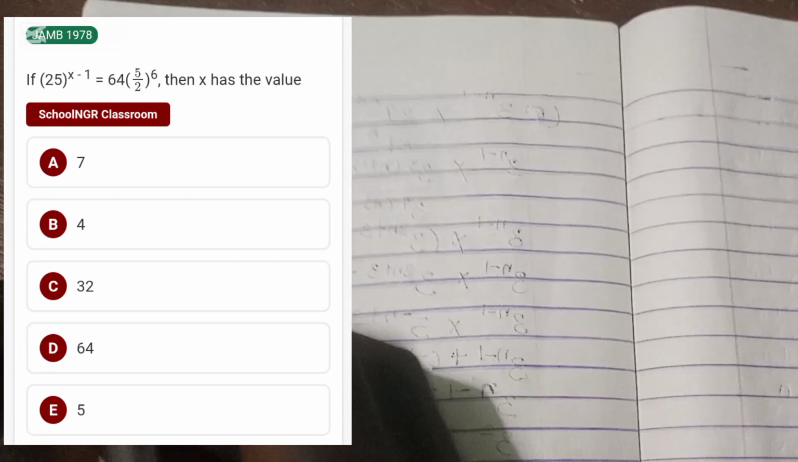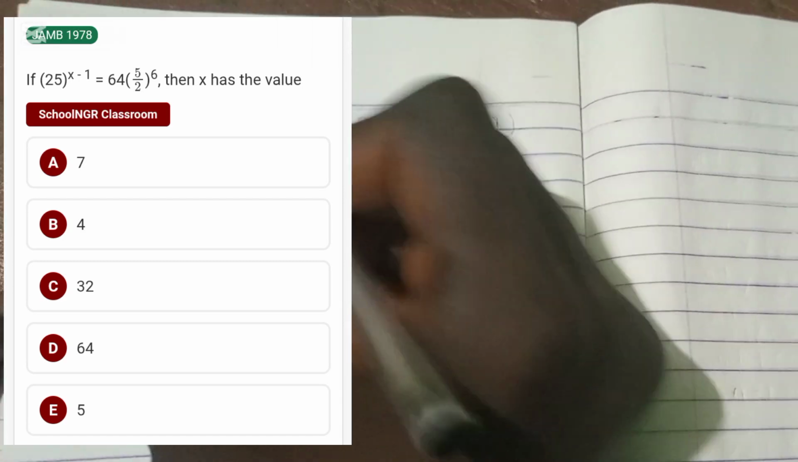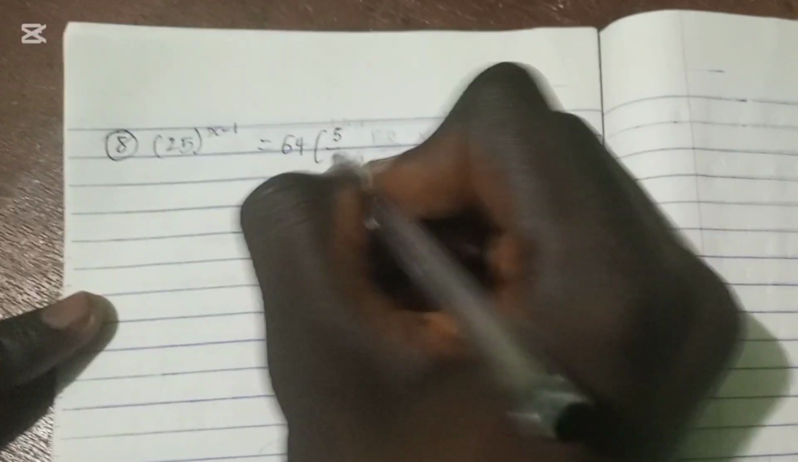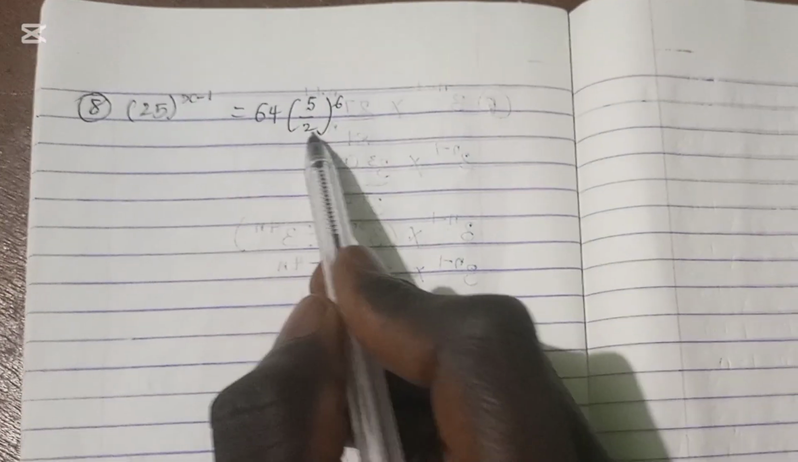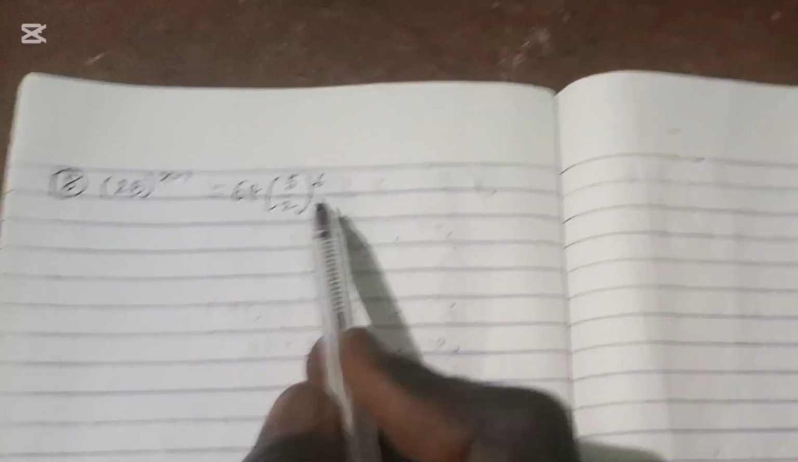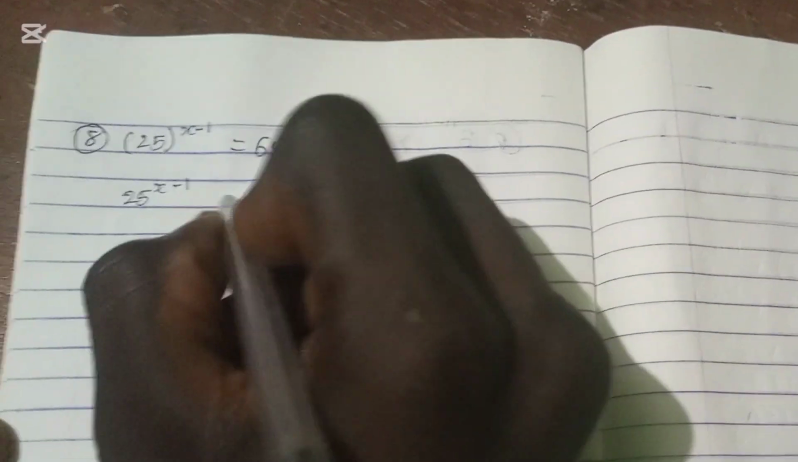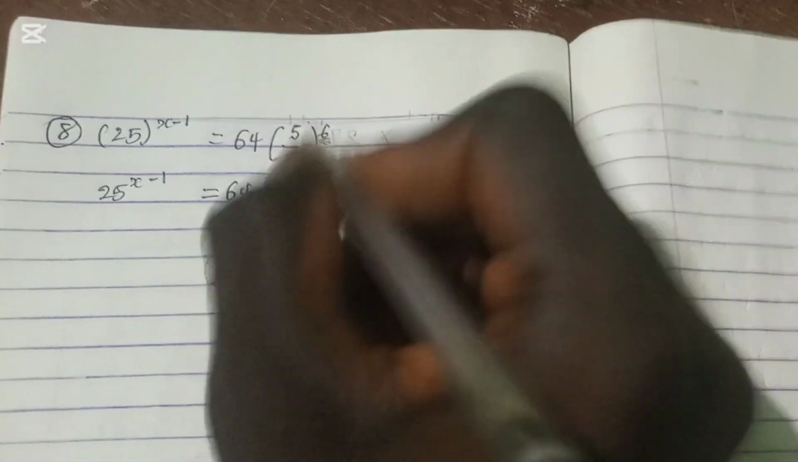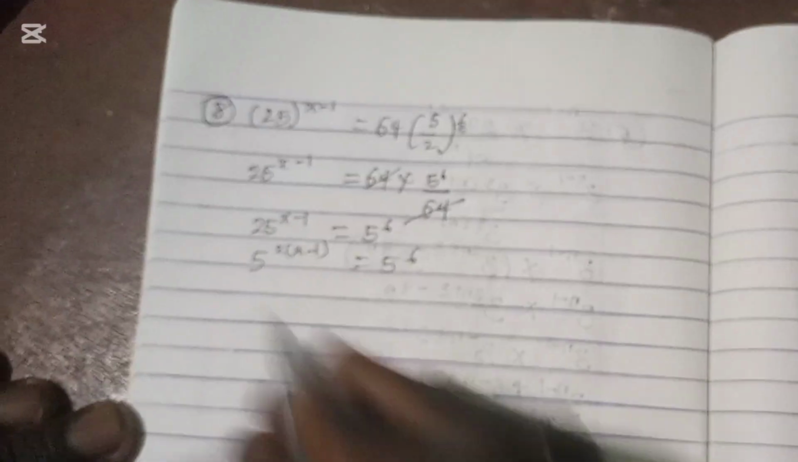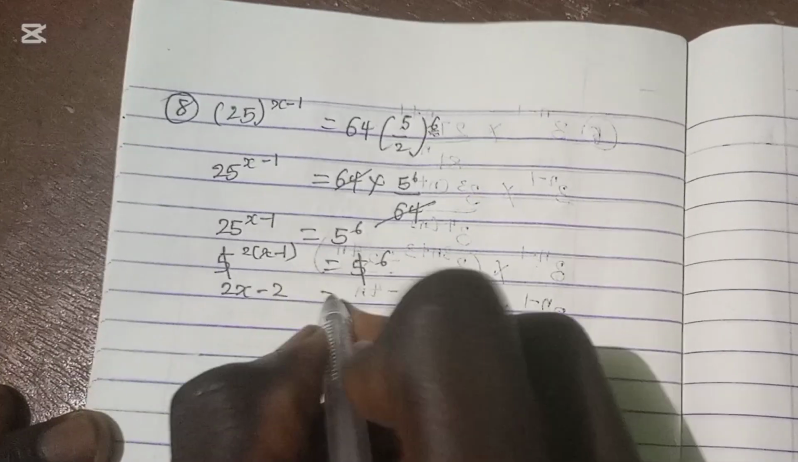Number 8 says 25 raised to the power x minus 1 equal to 64 times (5 over 2) raised to the power 6. Now, this is not raised to a power, this is a whole number. That is 64 times 5 over 2. This is only the power. So don't make a mistake. So that will be 25 raised to the power x minus 1 equal to 64 times 5 raised to the power 6 over 2 raised to the power 6. Then 2 raised to the power 6 is 64. So definitely this 64 can cancel this 64. Then you have 25 raised to the power x minus 1 equal to 5 raised to the power 6. This will be 5 raised to the power 2(x minus 1) equal to 5 raised to the power 6. This 5 goes with this, and we have 2x minus 2 equal to 6.